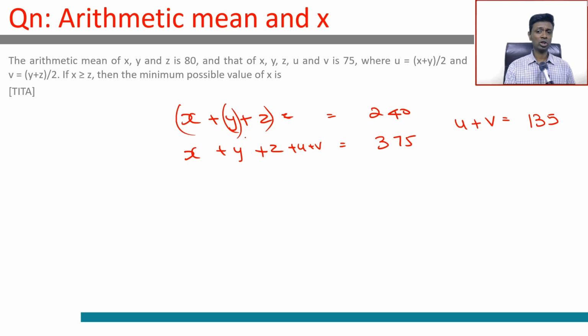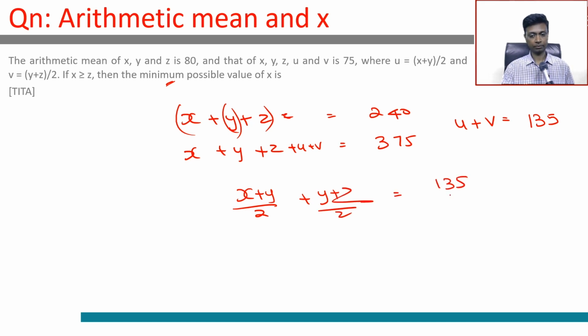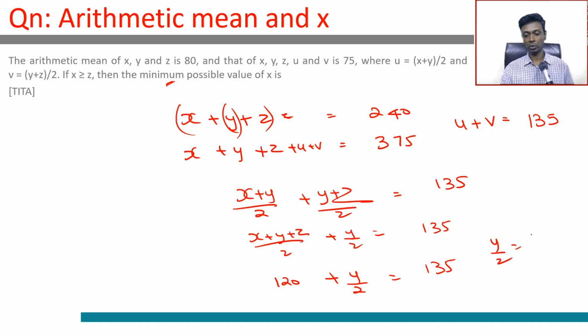Then what is the minimum possible value of X? So U plus V, (X plus Y) by 2 plus (Y plus Z) by 2, equals 135, or (X plus Y plus Z) by 2 plus Y by 2 is 135. (X plus Y plus Z) by 2 is 120. 120 plus Y by 2 is 135, or Y by 2 is 15, Y is 30.